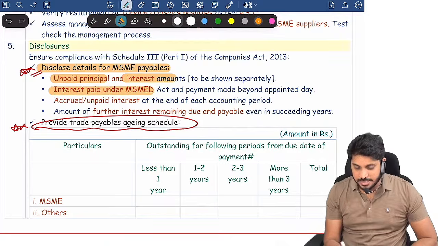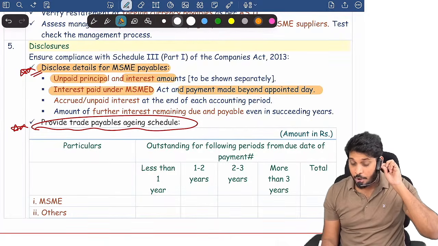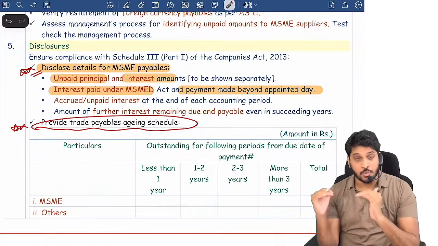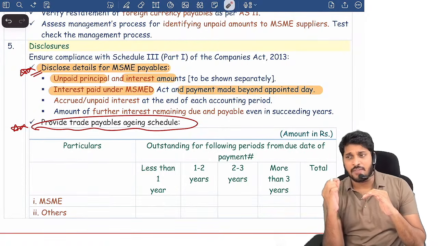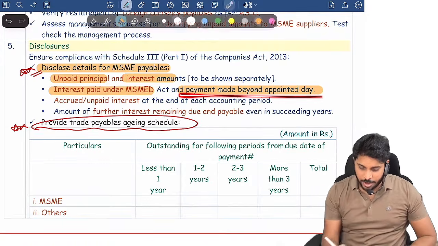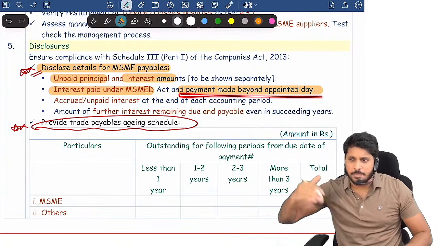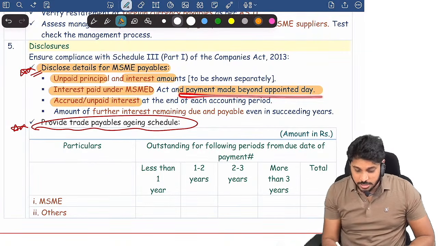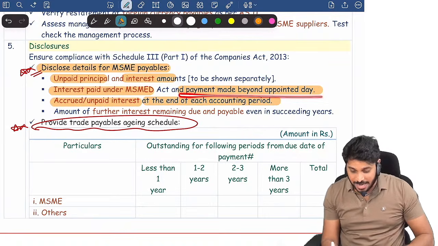Interest paid under MSMED Act and payment made beyond appointed day. Interest paid under MSMED Act, how much? How much interest you paid? Because now under MSMED Act, if you pay after 15 days or after 45 days, you have to pay interest, guys. And payment made beyond appointed day, nothing but how much payments are made beyond appointed day, beyond 15 days, beyond 45 days. How much is the accrued interest? Accrued or unpaid interest at the balance sheet date, how much?